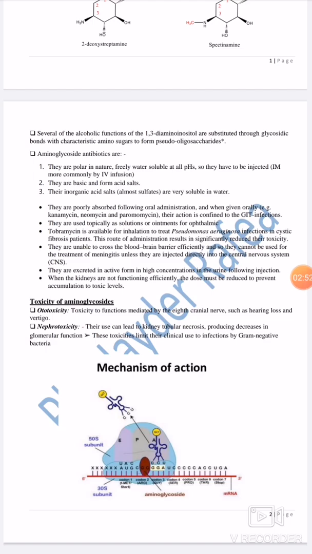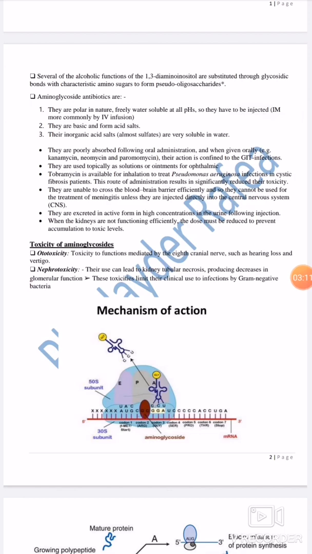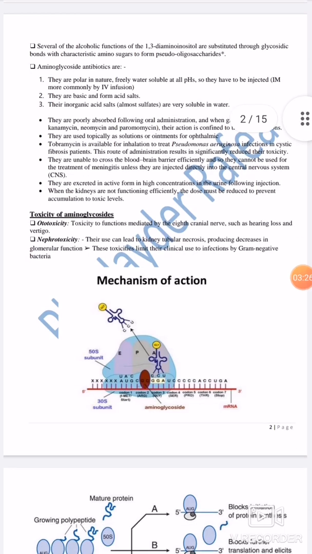They are unable to cross the blood-brain barrier, so they are not effective in infections of the brain or any microbes that cross the blood-brain barrier, and so they cannot be used for treatment of meningitis unless they are injected directly into the central nervous system. They are excreted in active form at high concentration in urine following injection. When the kidneys are not functioning efficiently, the dose must be reduced to prevent accumulation to a toxic level.